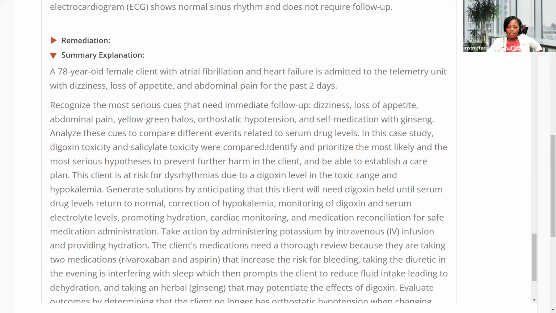So recognizing that her most serious cues needed immediate things we indicated: loss of appetite, abdominal pain, halos, orthostatic hypotension, and self medication with ginseng. Compare the events related to serial drug. In this case study, digoxin toxicity and salicylate were compared, identifying and prioritizing the most likely event here.